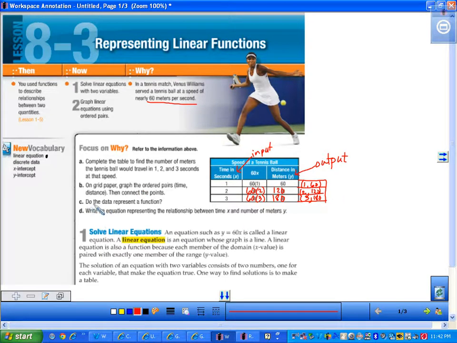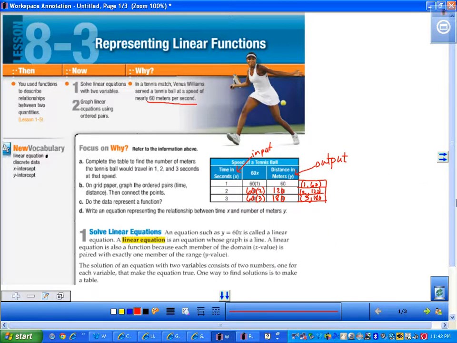Then we would have to come back and answer the question, do the data represent a function? And again, if the domain does not repeat, it's a function. And then the challenge is write an equation representing the relationship between X and number of Y meters.